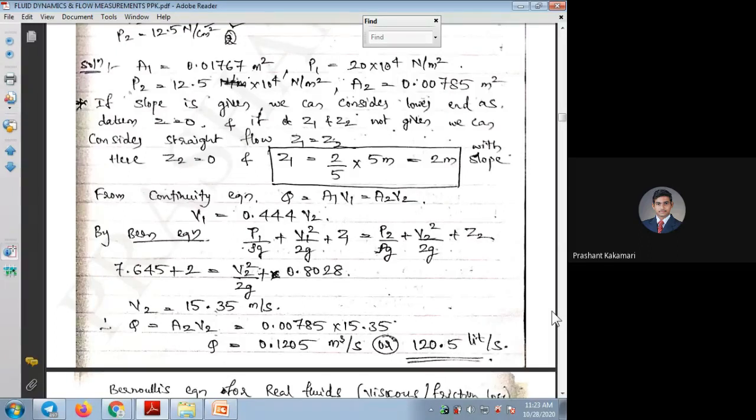Is it 0.1205 meter cube per second? Yes, 15.35 into 0.444 will give us V1 into A1, 0.01767. You may get 0.1205 meter cube per second. Okay.